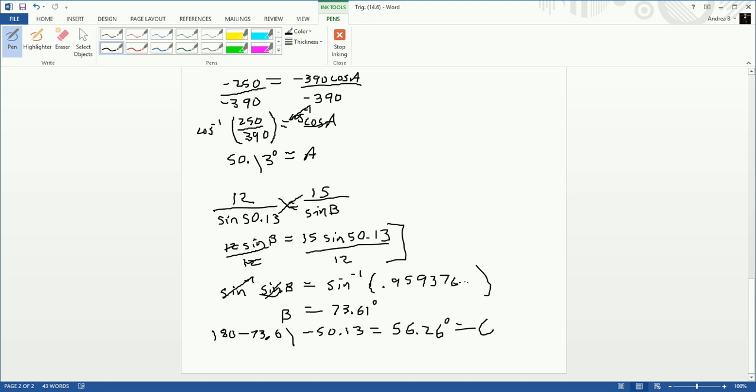Remember, you want to double check with your calculator that you're getting these same answers, otherwise you might be in the wrong mode. You might be in radians rather than degrees. It always needs to be in terms of degrees.